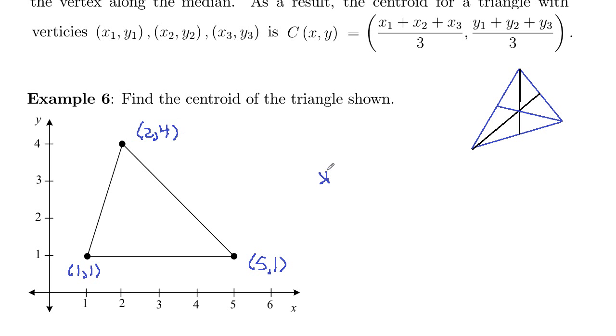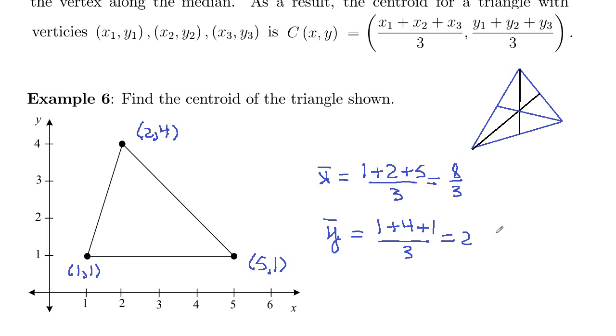So then for our x bar, we're just going to average the x coordinates, 1, 2, and 5. So 1 plus 2 plus 5, divided by 3. So that's 8/3. And to get y bar for that triangle, average the y coordinates, 1, 4, and 1. So that's 6 divided by 3, which is 2. So our centroid is (8/3, 2).